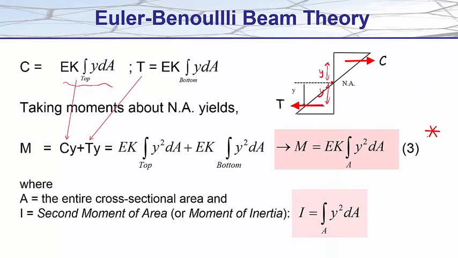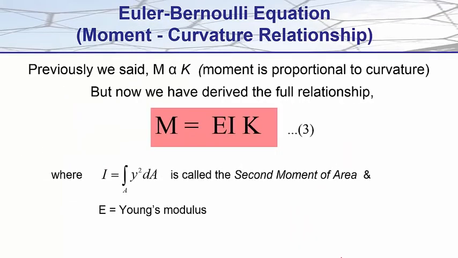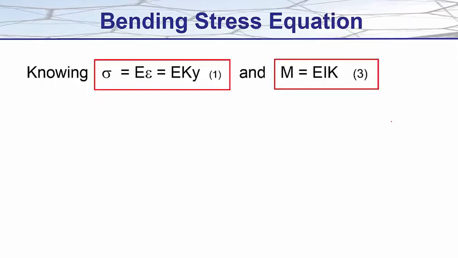And taking moments about the neutral axis yields the following equation, where moment is equal to Young's modulus times curvature times the integral of y squared dA. Now this integral is what we have previously been introduced to as the second moment of area, called the second moment because of the y squared value here. This equation is the Euler-Bernoulli equation, and it is this equation which is used to calculate deflections. You will be doing that if you continue on with civil eng, but we'll continue now to our bending stress equation.